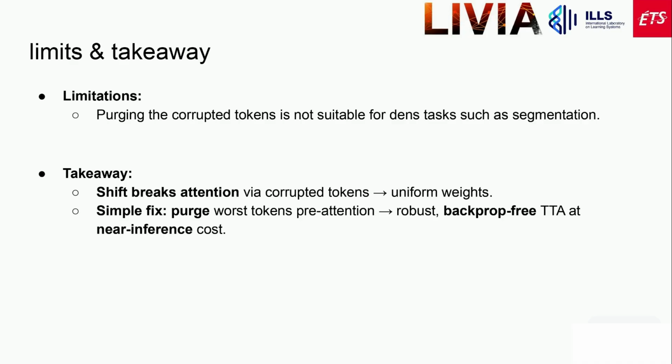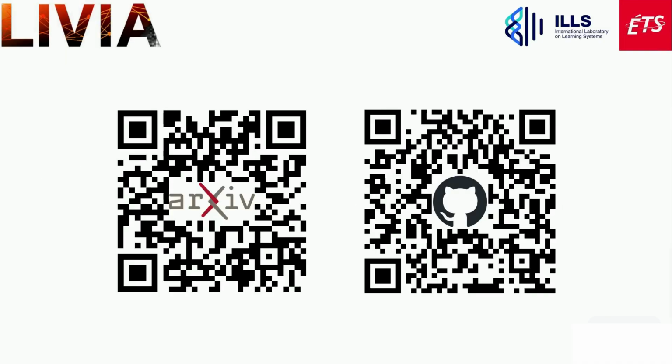Domain shift corrupts a subset of tokens. Remove them. By purging the worst offenders before attention, we recover focus, improve robustness, and keep deployment simple: no gradients, no state, near-inference cost. Thanks for watching.